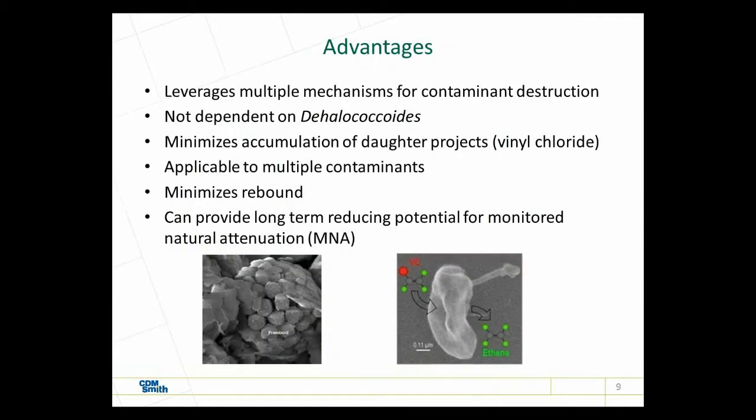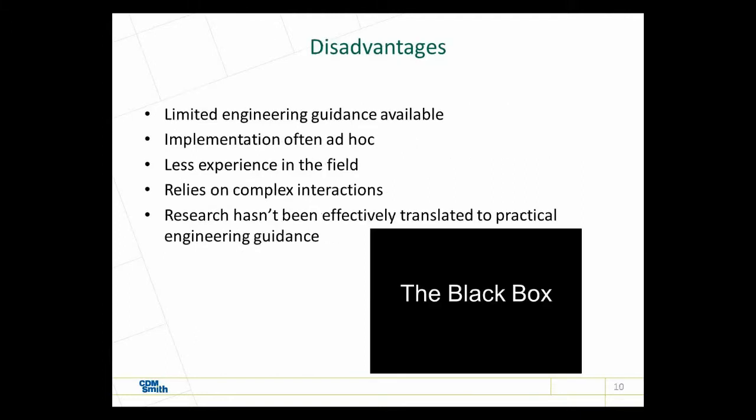So the process has a lot of advantages. And one is it's not completely dependent, or not at all dependent, on Dehalococcoides, and it uses a number of different mechanisms for contaminant degradation. And this whole idea of providing additional reducing potential for monitored natural attenuation has a certain advantage, but has certain disadvantages as well. It's much newer than bioremediation. We don't know as much about it. It's in many ways a black box. We implement it in an ad hoc way. We don't have a lot of engineering guidance. So a lot of the research we've been doing is to try to turn that around.